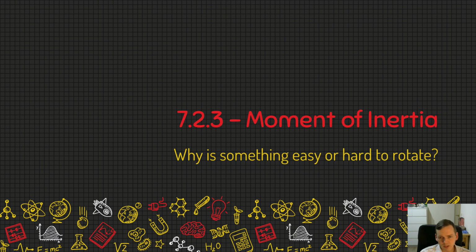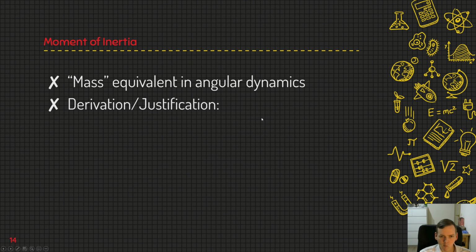In this next video, we're looking at moment of inertia, and this talks about why something is easy or hard to rotate. What we talked about before is that inertia is a property of mass, right? The resistance of something to move is because of its mass. So just like when we had mass resisting linear acceleration, we have moment of inertia to resist rotation or angular dynamics.